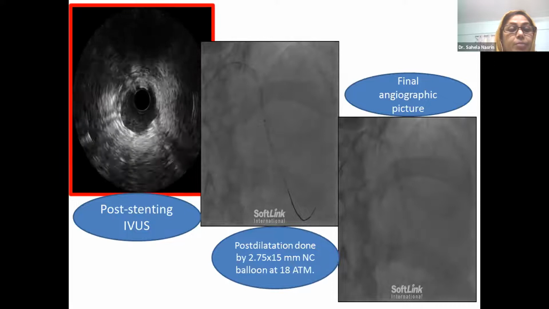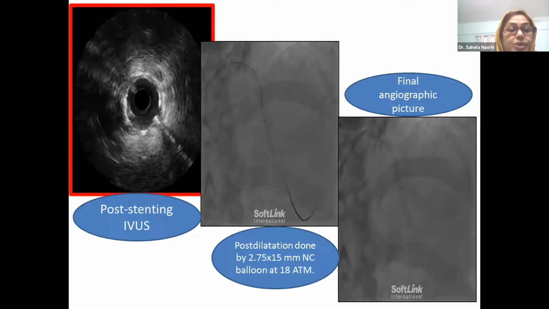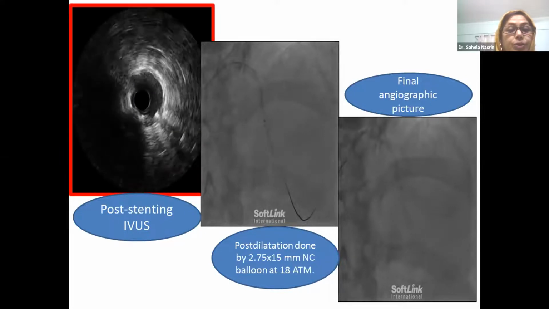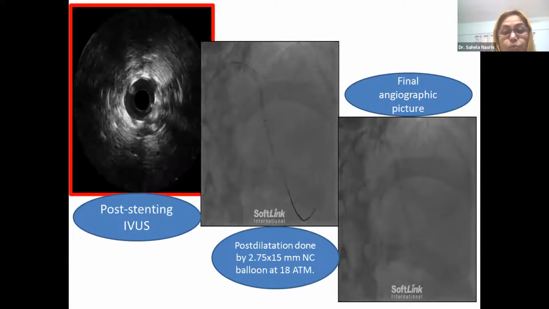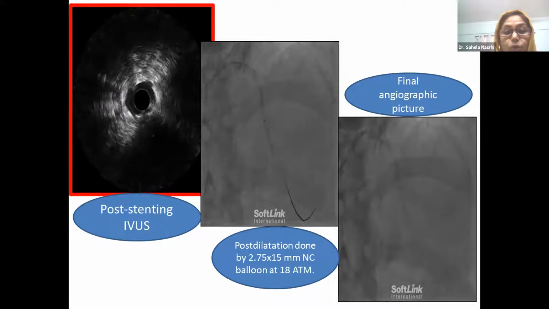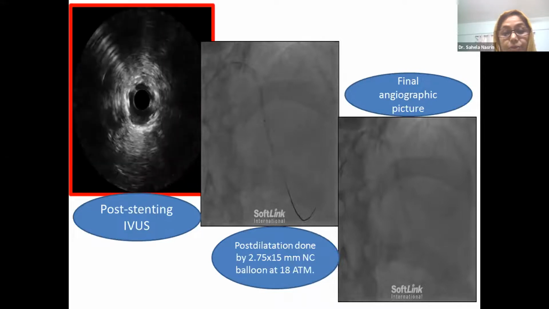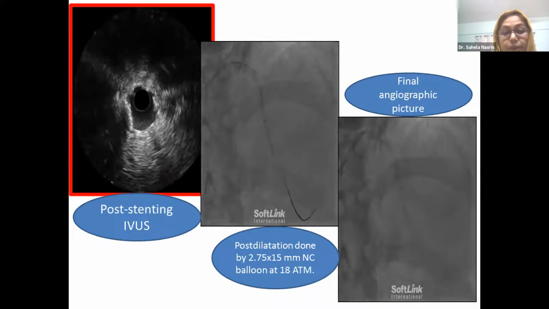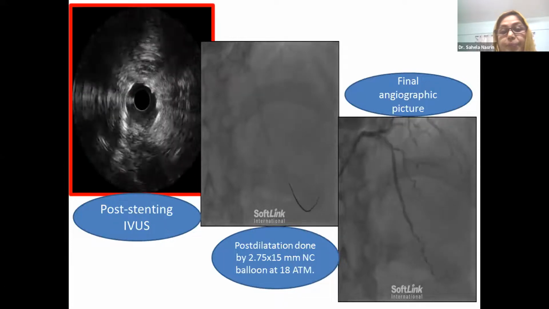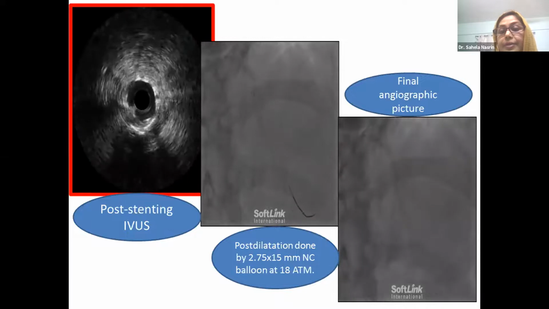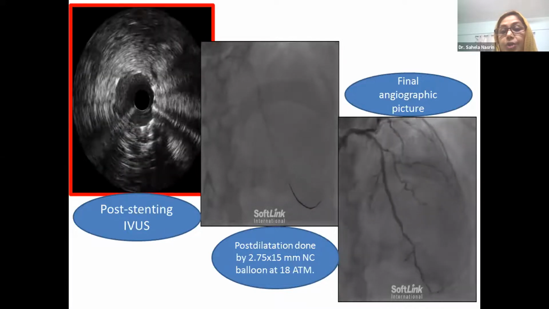There is some kind of under expansion. So we decided to post dilate with 2.75 into 15 millimeter NC balloon up to 18 atm pressure, and this is the final angiographic view.